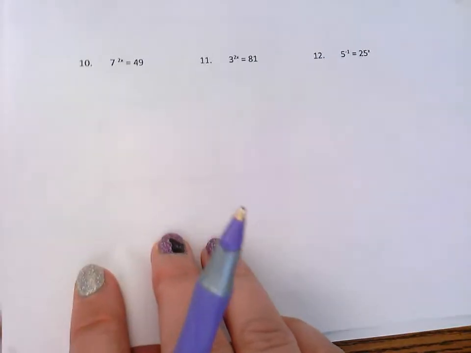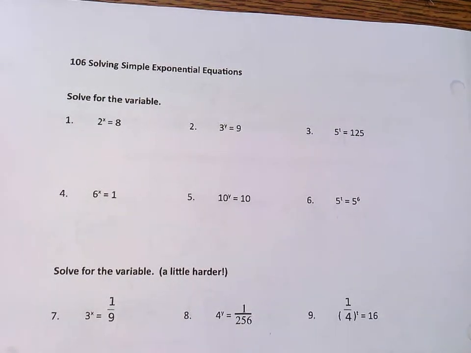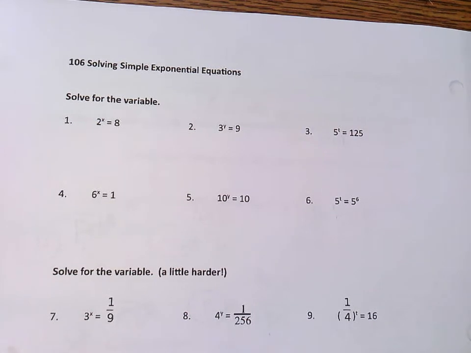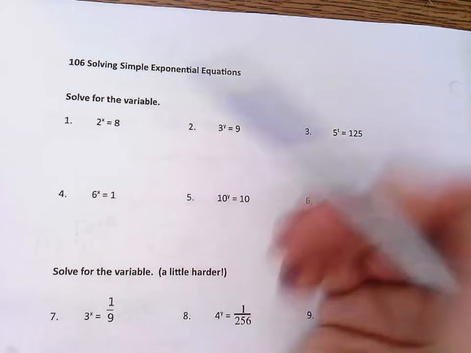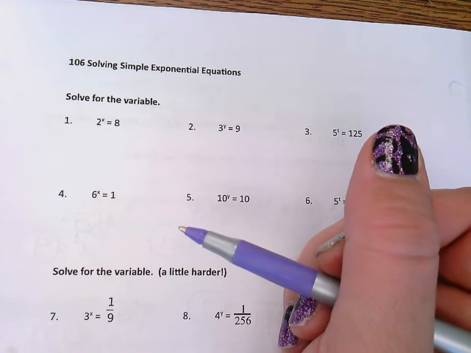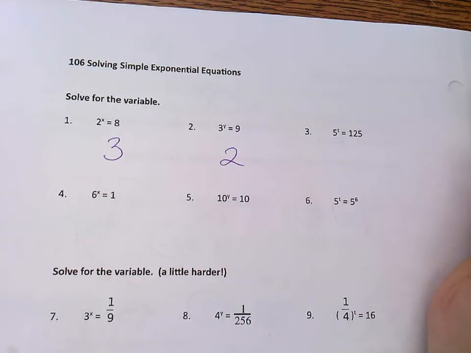So the other part I wanted to look at is using powers in solving simple equations. So this first couple is just mental math. Do you know in your head 2 to what power would give you 8? You should from your table of powers. So 2 cubed is 8. 3 squared is 9. 5 to what power is 125? So hopefully you figured out that's 3.